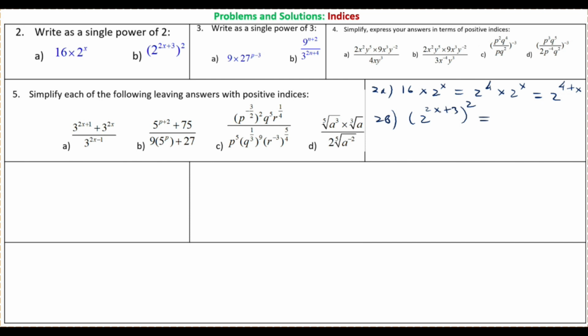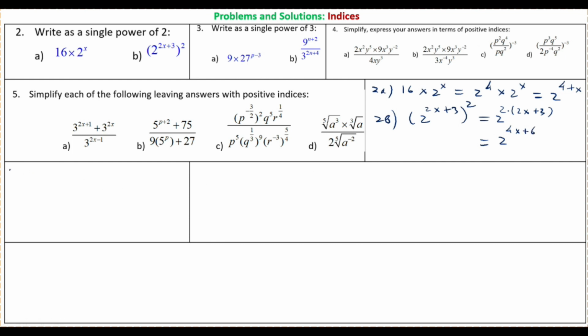So we just multiply the indices. 2 to the power of 2 times 2x plus 3. And we can simplify. 2 times 2x is 4x. So 2 to the power of 4x. 2 times 3 is 6, plus 6.